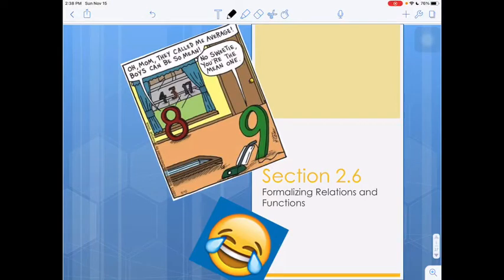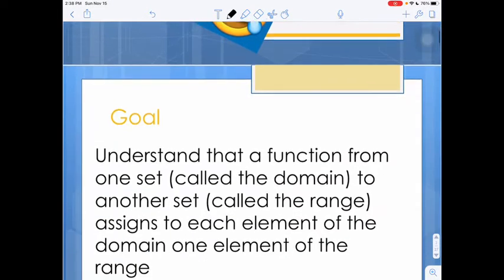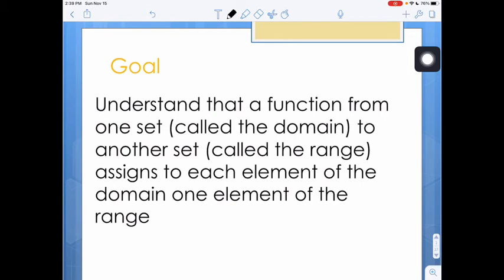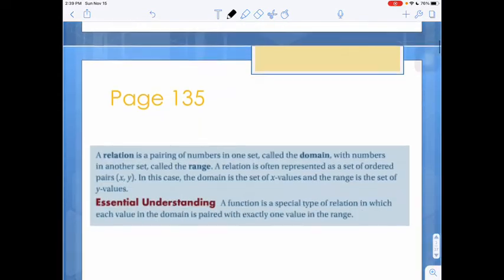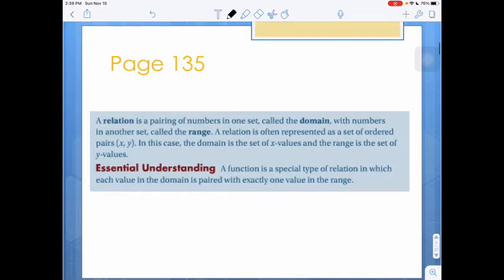Section 2.6 is formalizing relations and functions. Our goal is to understand that a function from one set, called the domain, to another set, called the range, assigns to each element of the domain one element of the range. On page 135, we have: a relation is a pairing of numbers in one set called the domain with numbers in another set called the range.